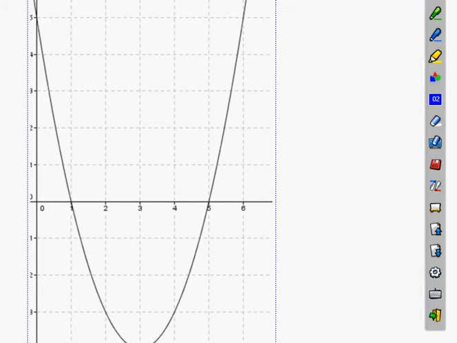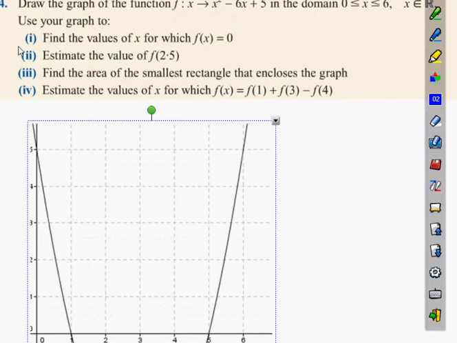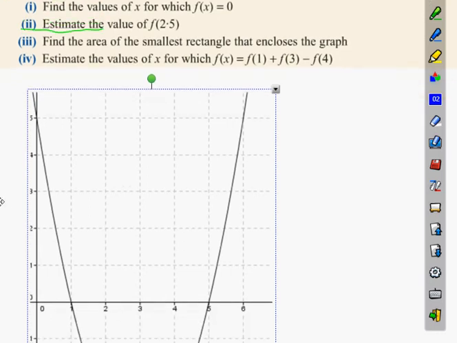Now, what we're going to do next is use the graph. Remember, the keyword being use the graph. Use the graph to find the values of x for which f of x equals 0. Ben, what does f of x equals 0 mean? If the output is 0, find the input. So please remember, f of x means the output. You're looking to find out, if the output is 0, find the input. So where is the output equal to 0?